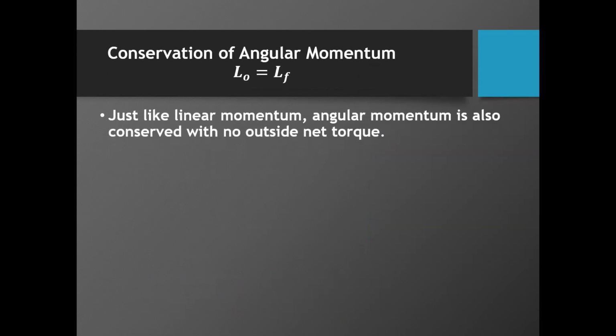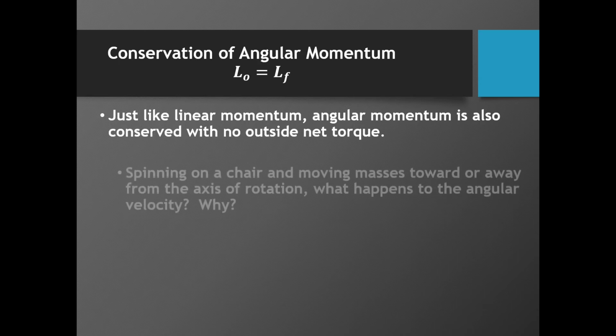In this example, it says just like in linear momentum, angular momentum also is conserved with no outside net torque. So as long as we don't have anything on the outside applying a force causing it to either increase or decrease its rotation, with no outside net torque, momentum, angular momentum specifically, will be conserved.